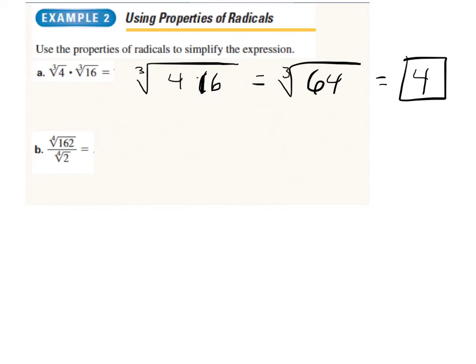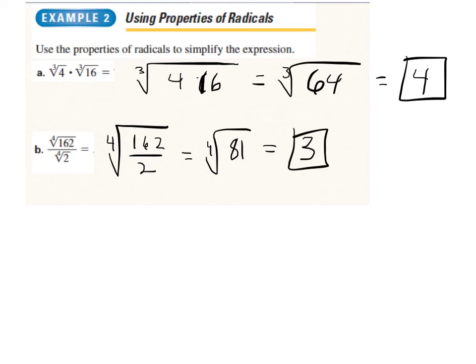Alright, and again over here, we can put the entire fraction underneath the root. We have the fourth root of 162 over 2, which equals the fourth root of 81, which equals 3.